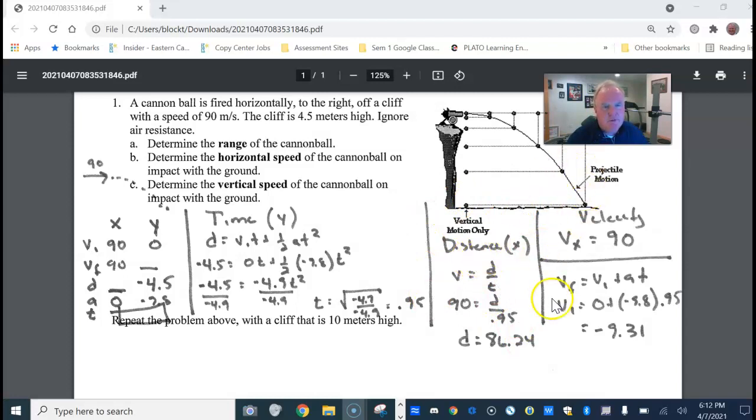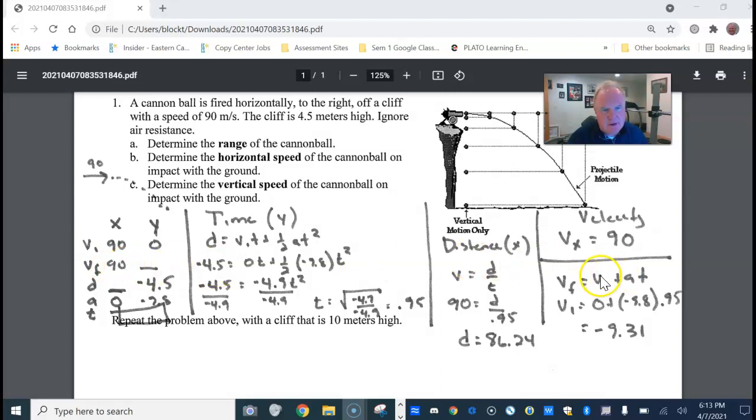All right. So in the fourth column, we always find our velocities. So our velocity in the x direction and our velocity in the y direction. The x direction is easy. We actually already found it, right? We found the final velocity in the x direction is 90. We reasoned it out, okay?